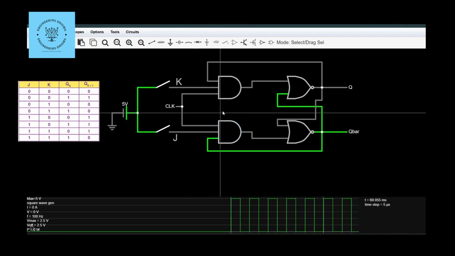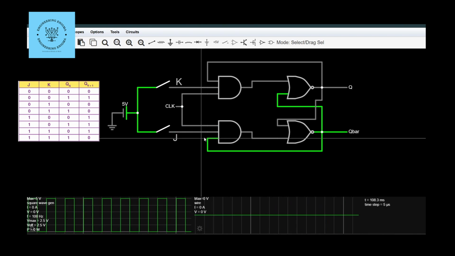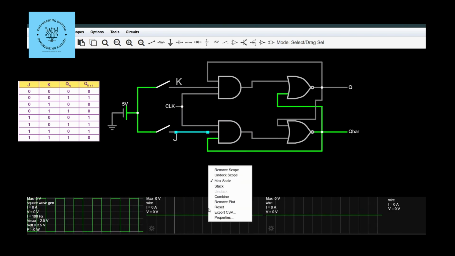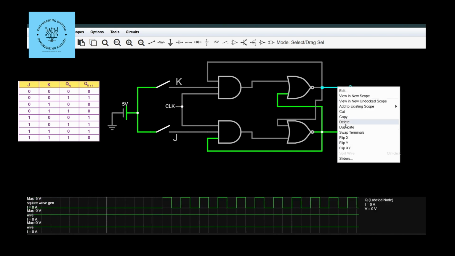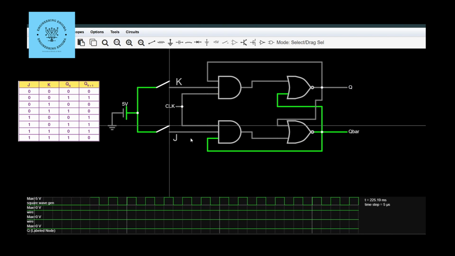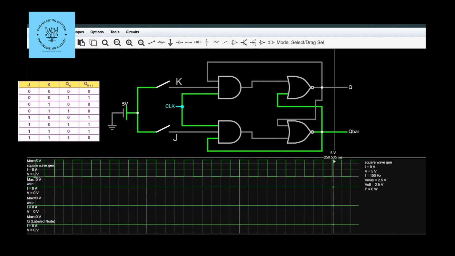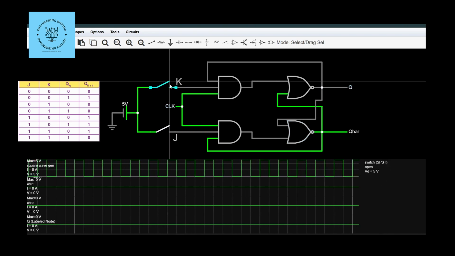Fourth case, when J equals 1 and K equals 1 and clock is high, the output keeps toggling between high and low. This is called race around condition and is usually avoided using edge triggering. Now let's observe the circuit operation. When I change the inputs J and K while the clock is active, you can see the output changes according to the truth table. When the clock is low, the output does not change.